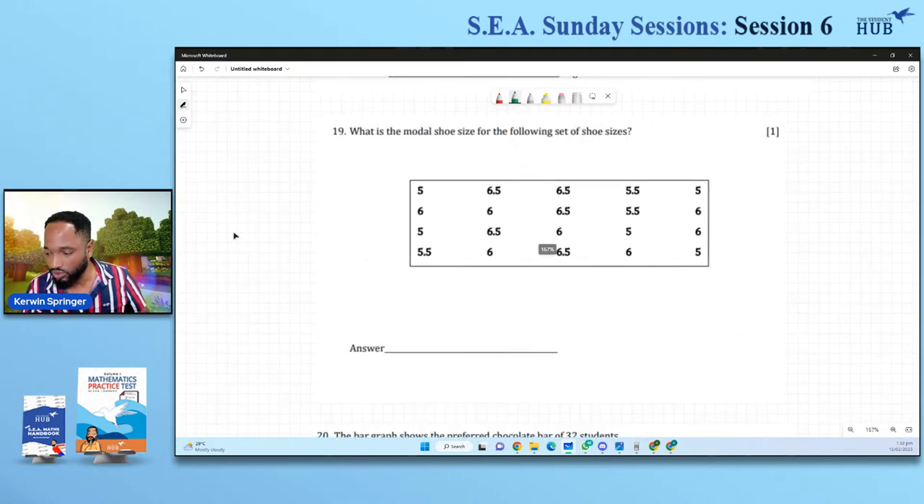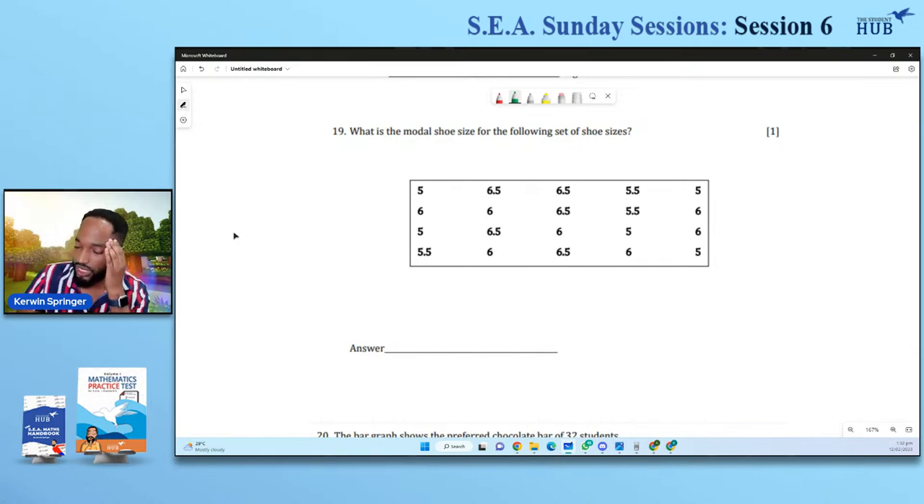What is the modal shoe size for the following set of shoe sizes? Now, since we already reached question 19, I want to talk a little bit about mode. Permit me a second to talk about mode, right? I'm coming back to this. Which one is the most popular one here? That's four, five. Five of this. One, two, three, four, five, six, seven. It's a real sixes. I don't think nobody can beat the sixes. The sixes is the mode.